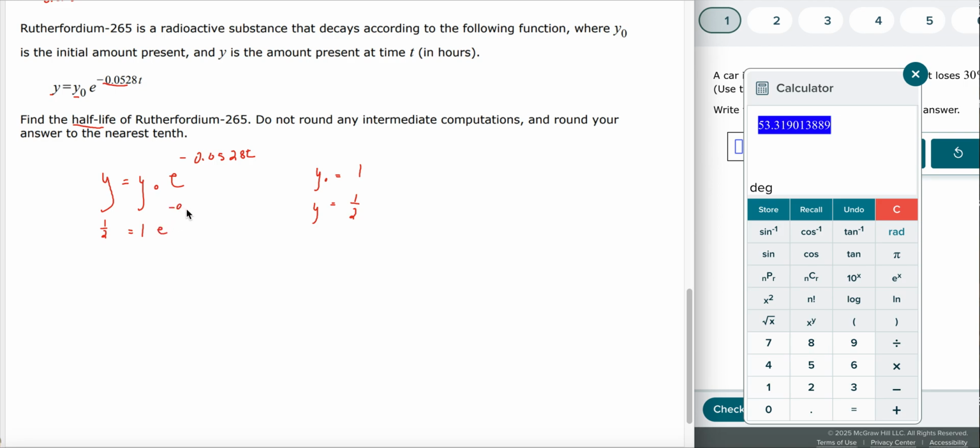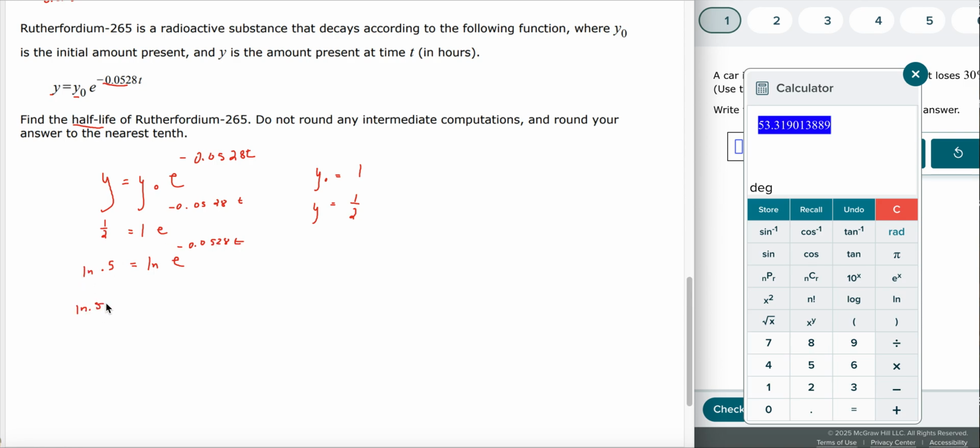e to the negative 0.0528t. And we'll approach this exactly the same way, right? So if I divide both sides by 1, 1/2 divided by 1 is just 1/2. So let's go ahead and just take the natural log of both sides. So the natural log of 1/2, or you can rewrite that as 0.5, that might be easier to plug into the calculator, is equal to the natural log of e to the negative 0.0528t. Bring that exponent down.